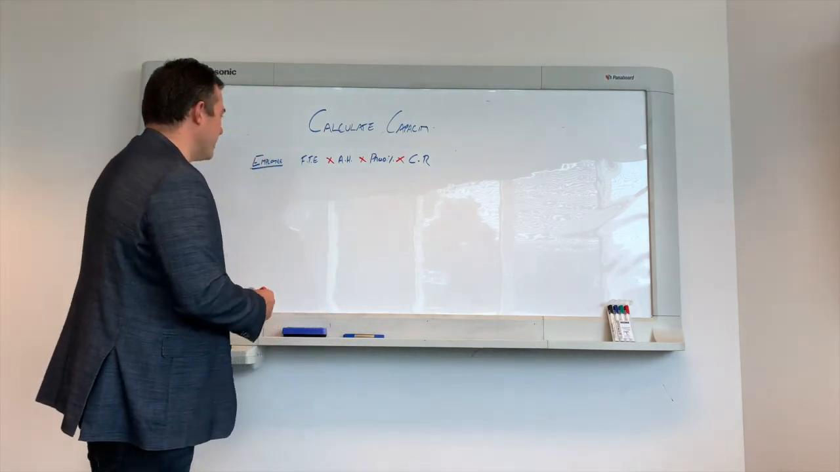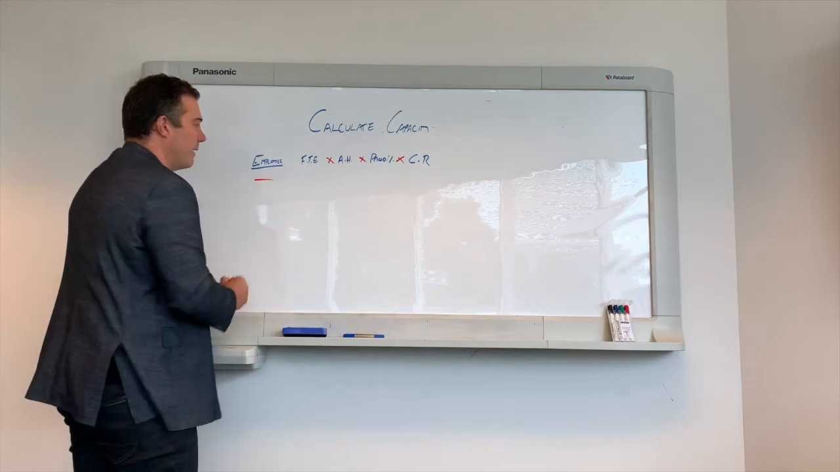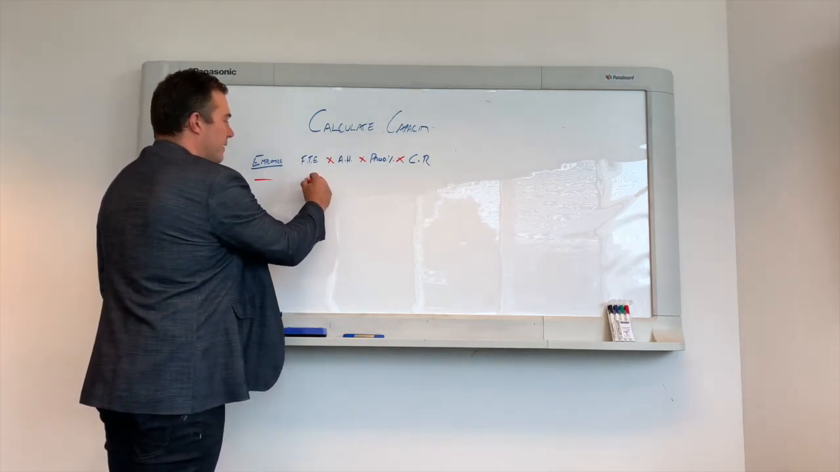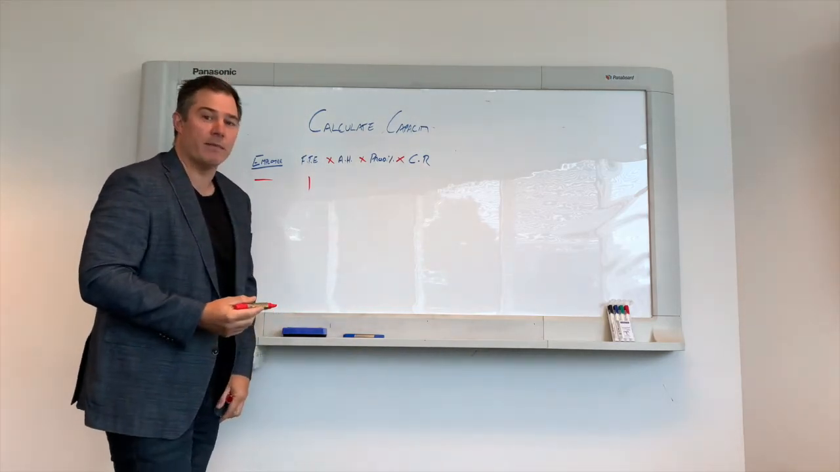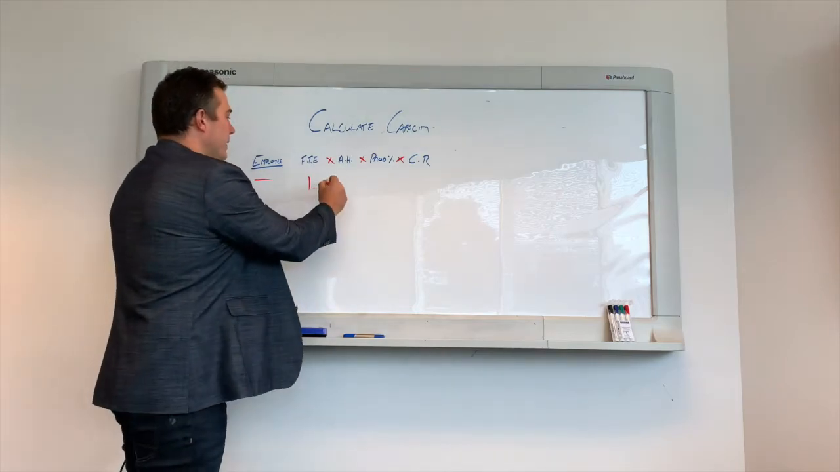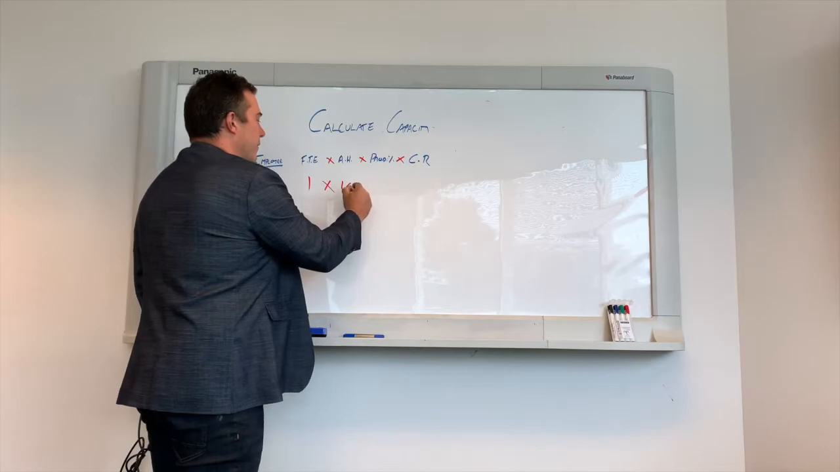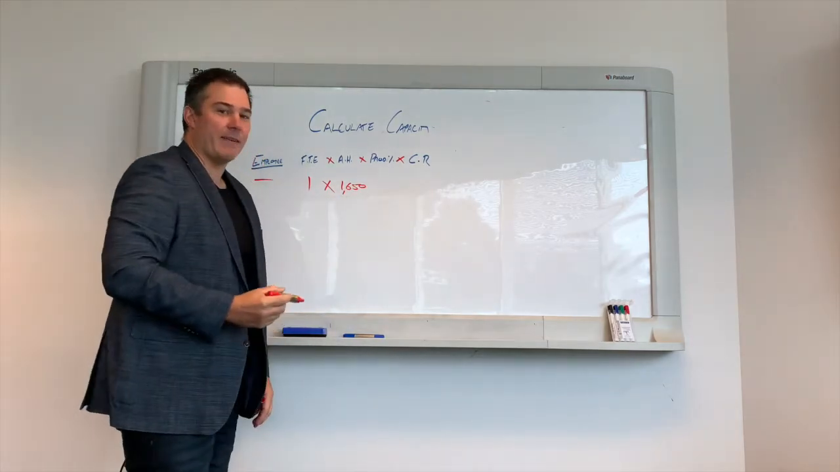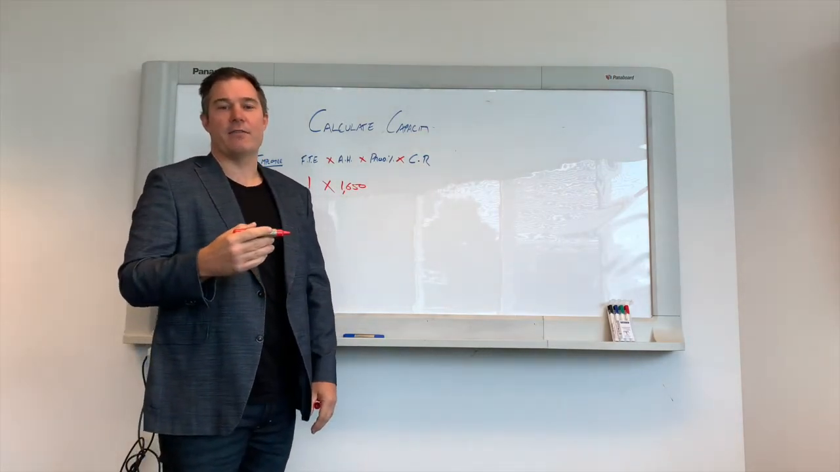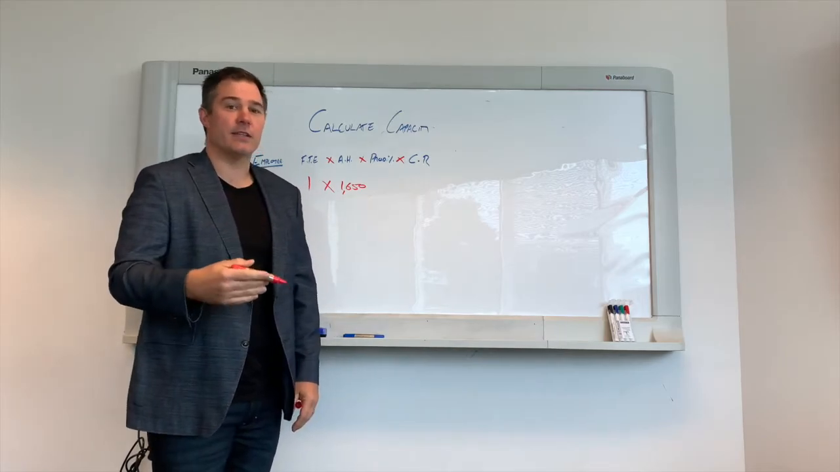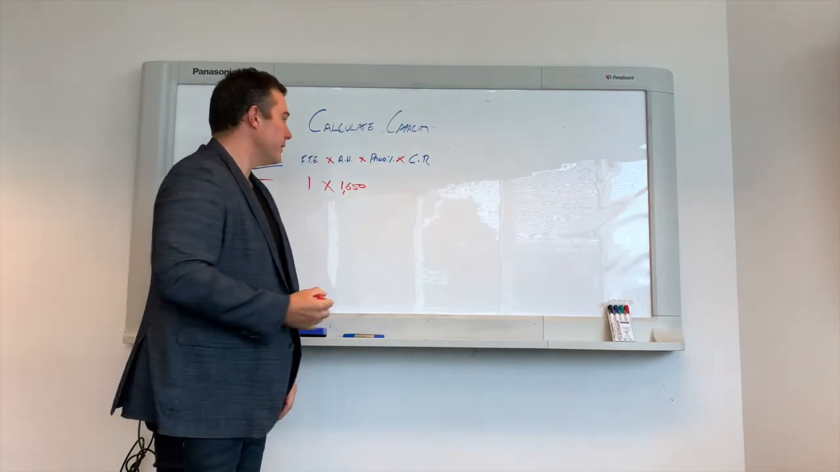So for example, you've got your employee name. We're going to pretend in this case that it's a 1, so they're a full-time professional employee. Available hours should be about 1,650 hours a year. That's taking off sick leave, holiday leave, etc.